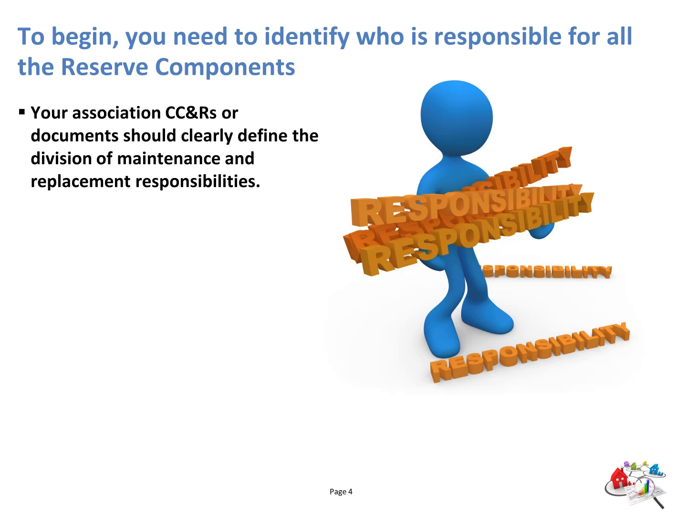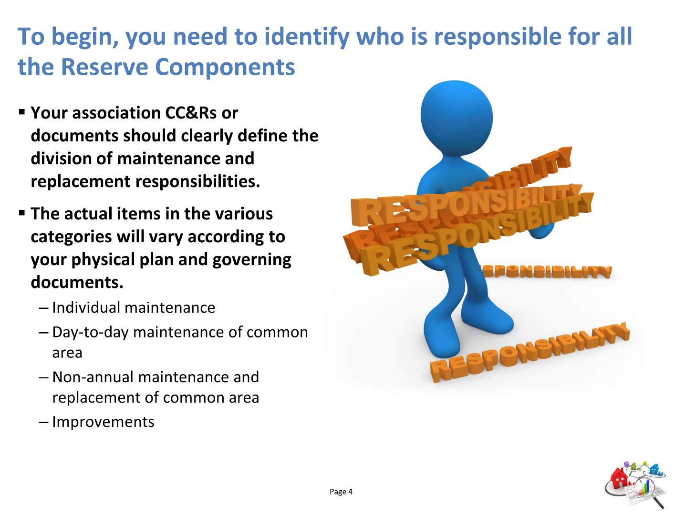To begin, you need to identify who is responsible for all of the reserve components. Now, when I say responsible, I don't mean the actual person. I mean, is it your association? For example, your CC&Rs or association rules of engagement or documents should clearly define the division of maintenance and replacement responsibilities. The actual items in the various categories will vary according to your own plan and governing documents.